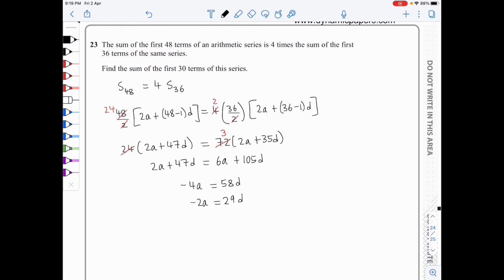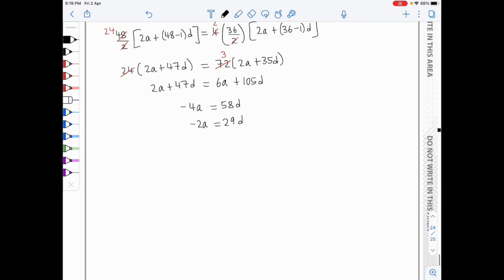Okay, that's just one relationship. I've got two unknowns. I can't determine a and d. I'm running out of options. So I have to look at the sum of the first 30 terms. So we're looking for S30 here. S30 will be 30 over 2. And it's going to be 2a plus n minus 1d. So this is 30 over 2. And I've got 2a plus 29d.